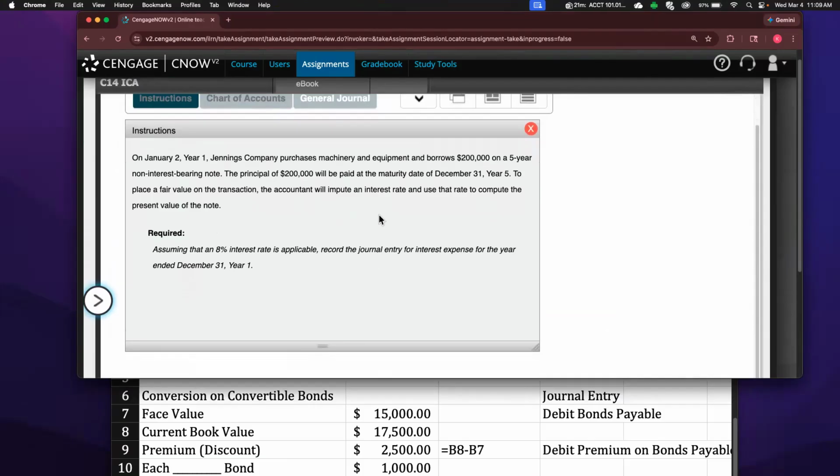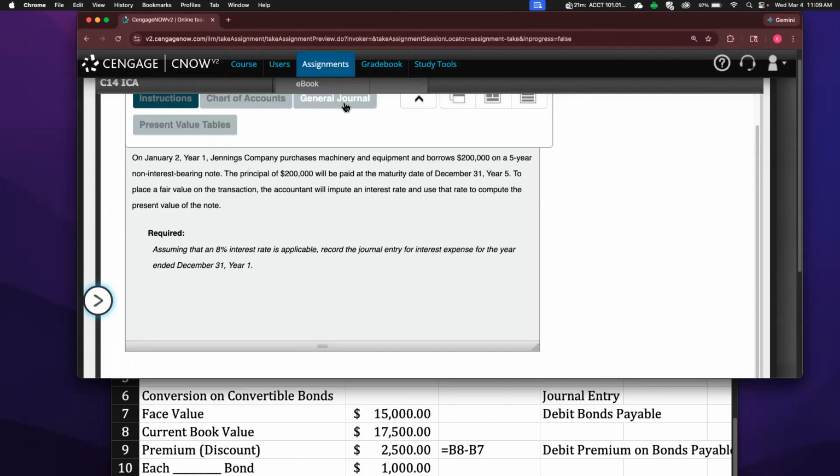January 2nd, year 1, Jennings Company purchases machinery and equipment and borrows $200,000 on a 5-year non-interest-bearing note. The principal of $200,000 will be paid at the maturity date of December 31st, year 5. To place a fair value on the transaction, the accountant will impute an interest rate and use that rate to compute the present value of the note. Assuming that an 8% interest rate is applicable, record the journal entry for interest expense for the year ending December 31st, year 1.